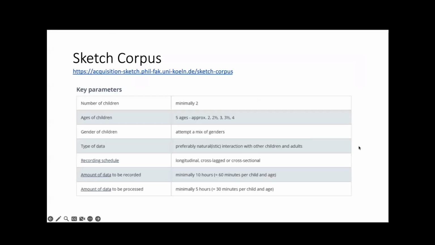Okay, so just a reminder of the sketch corpus itself. There are some key parameters to the sketch corpus. It needs to have minimally two children, and the ages of the children will be between 2 and 4. If it has only two children, then these children will be followed from ages 2 to 4 years. But as we're going to go through in the next moments, we'll talk about the different ways in which the sketch corpus can be constructed, so that you can have more than two children.